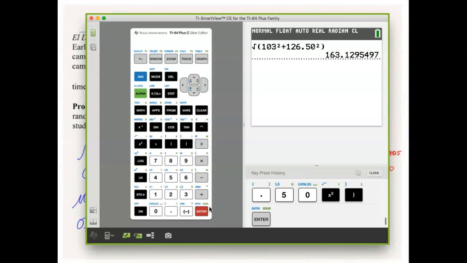So I just want to show you that that is different. You can't just add standard deviations. If I added the standard deviations, I would have 103 plus 126.50, 229.50. That's a much larger number, right?